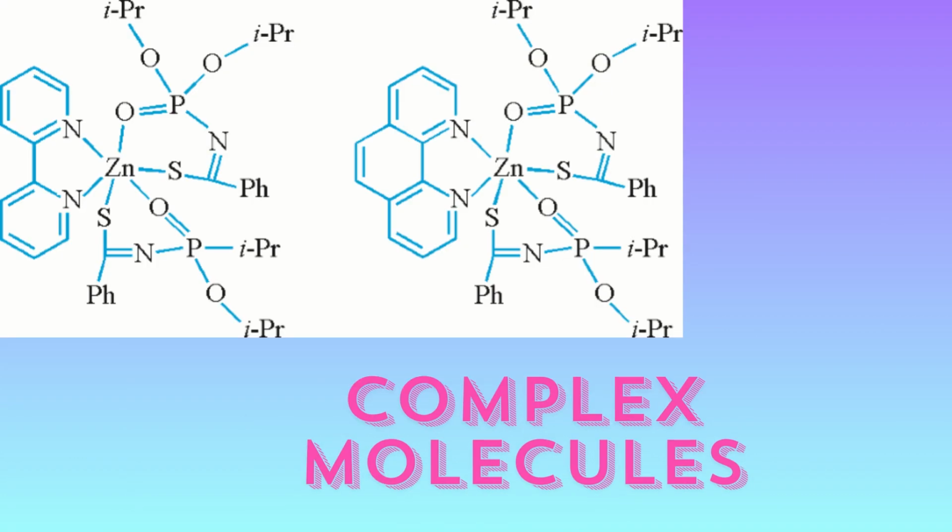Complex molecules. In chemistry, complex organic molecules refer to polymer-like molecules such as proteins. Proteins are typical complex organic polymers with well-defined three-dimensional shapes composed of 20 kinds of amino acids.